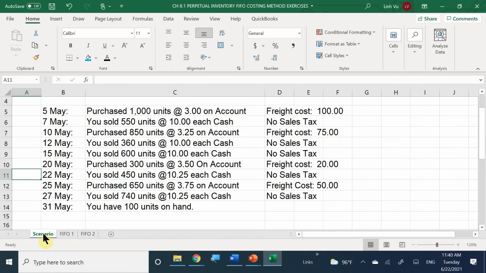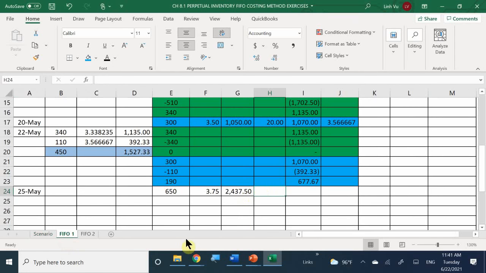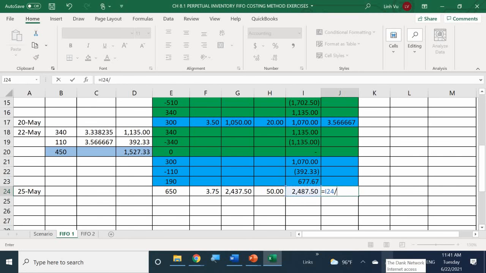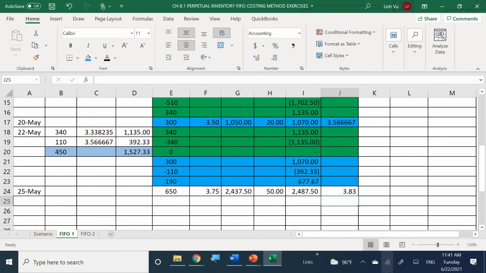So 2487.50. Good. Then what's going to be my cost per item? 3.82692. Good. Perfect.